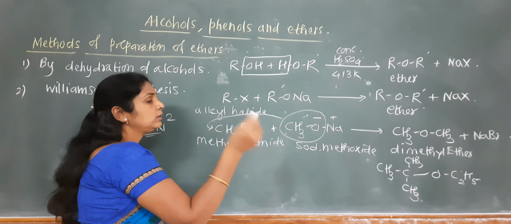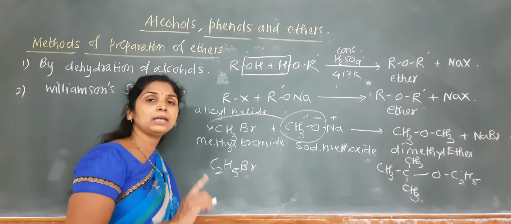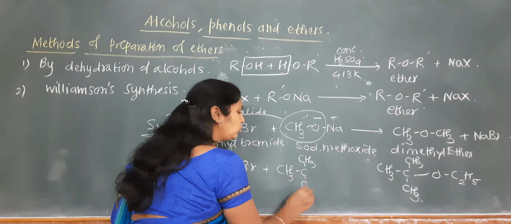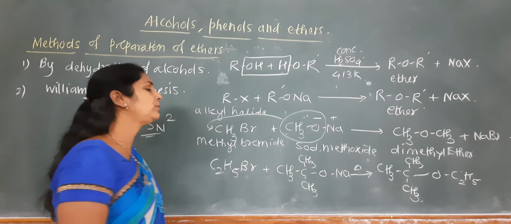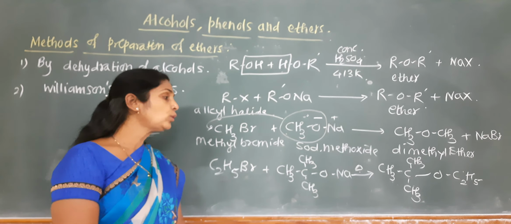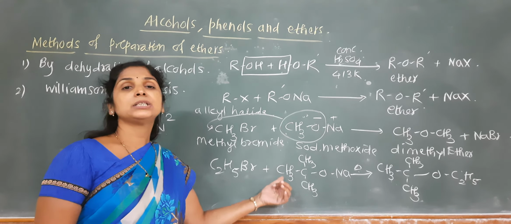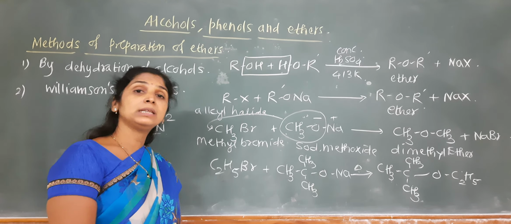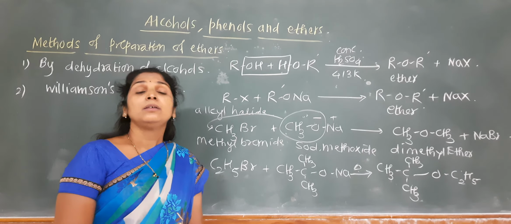So in order to get this product, you have to react ethyl bromide, and the alkoxide here we can take as tert-butoxide. So here we may say that the reaction of the tert-butyl group with ONa, that is sodium tert-butoxide, is the reagent, and ethyl bromide on reaction with sodium tert-butoxide gives tert-butyl ethyl ether as the final product of the reaction. So this was about the Williamson synthesis.